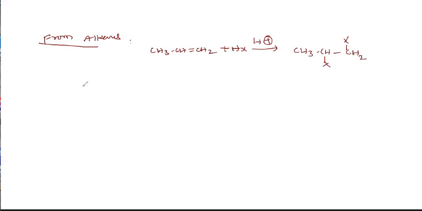Second preparation from alkenes. Alkenes react with HX under acidic medium. This is, you know, the Markovnikov rule. Always HX addition is a trans addition. Here I wrote it by mistake: here hydrogen, not X. HX trans addition. Always HX addition is a trans addition, whether it is HBr or HCl.